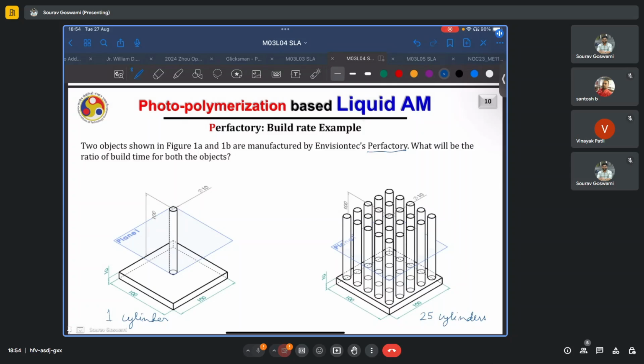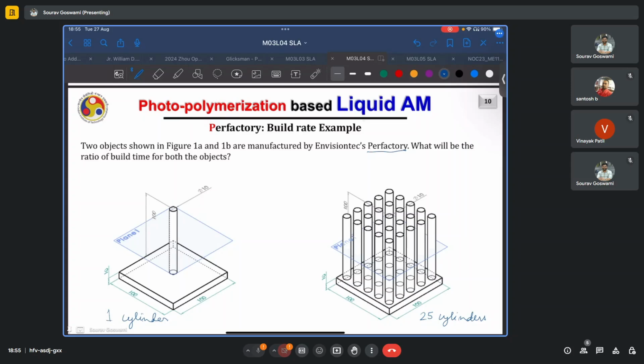Now, had it been a system such as SLA where you use a sharp laser point to scan the entire region of interest, the build time would have scaled with the volume of the print. So, with the area to be covered in each slice, as well as with the total number of slices itself. So, area times height, the volume.